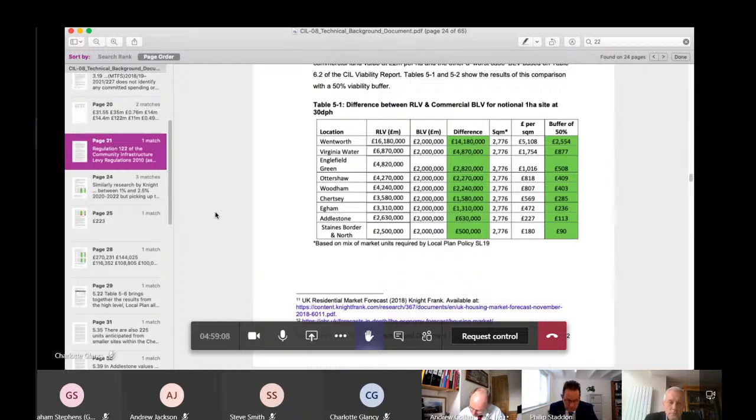Is that on the same density, same 30? Yes, so it's 30 units. Only our assumption of the 30 units. You're just assuming more coverage. Well, we're assuming that it meets policy compliance, which is the mix of units set out in policy SL19. Okay, that's clear. I won't have to ask the question for the other modelling.